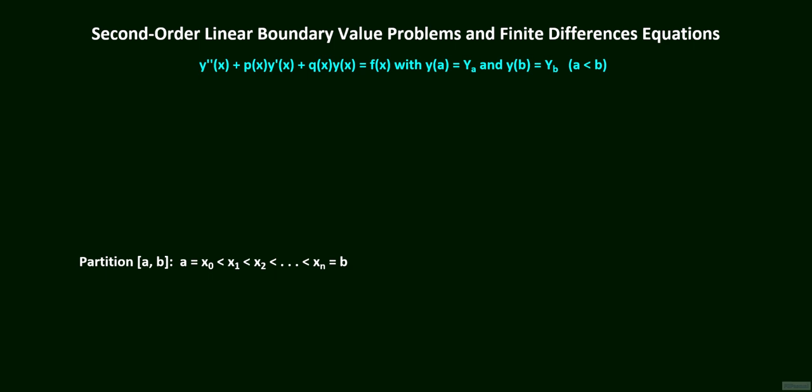The numerical or approximate solution that one obtains by this method is a set of discrete points (x_i, y_i), where i goes from 0 to n. y_i is an estimate for y(x_i).